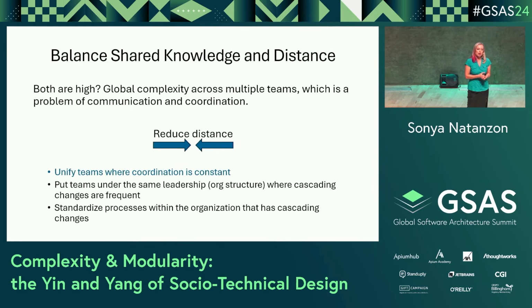All right, so now the opposite. If you have high shared knowledge and high distance, you want to reduce the distance. First, if there is constant coordination between some teams, consider unifying those teams. Coordination within a single team is always, always easier than across even the closest teams. For the teams that have frequent cascading changes, consider putting them under the same leadership or into the same organization.